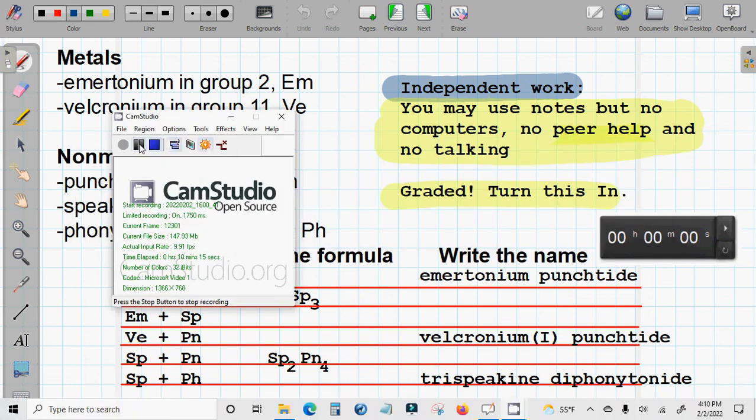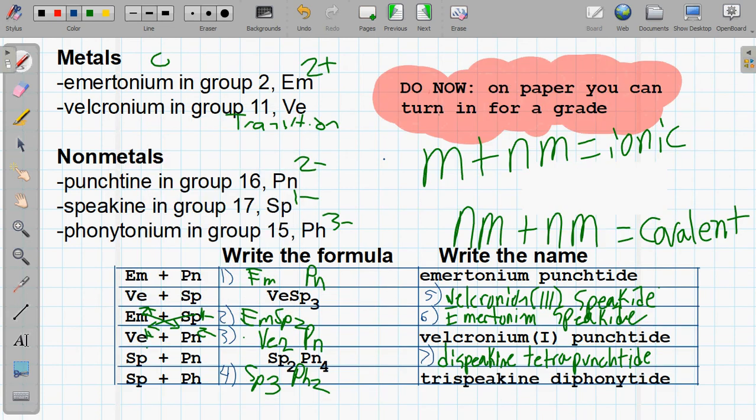Shoot, where's my cursor? There it is. All right. So these are the answers. It's a little messy. But if it's in group 2, then you know that it's a 2 plus. If it's in group 11, we know it's a transition element. 16 is a 2 minus, 17 is a 1 minus, and group 15 is a 3 minus. It doesn't matter if it's a made-up element or not. Once you know it's in group 17 or 2 or whatever, you know the charge. If it's in groups 3 through 12, you know it's a transition element.